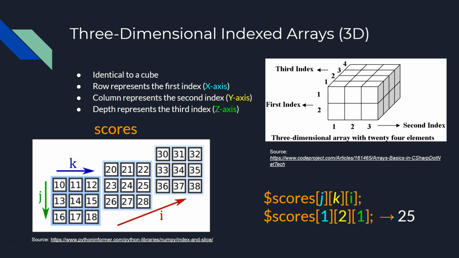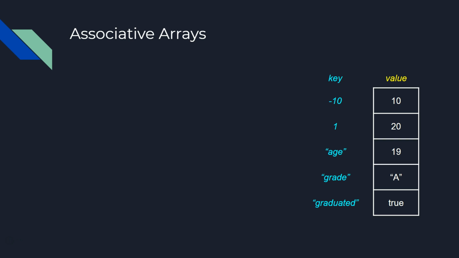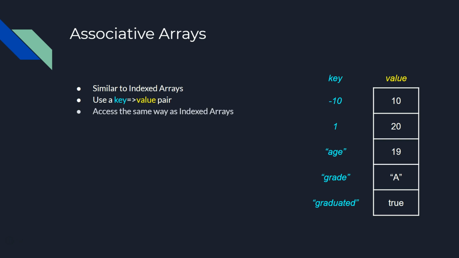So let's talk about associative arrays. It looks very similar to the indexed arrays. You can see it uses a key value pair, which I mentioned in the earlier slides: all arrays are really key value pairs, because these indices are really just the keys. So when you talk about indexed arrays 0 through n, the keys are 0 through n. These are the keys, and you have the value. That makes total sense.